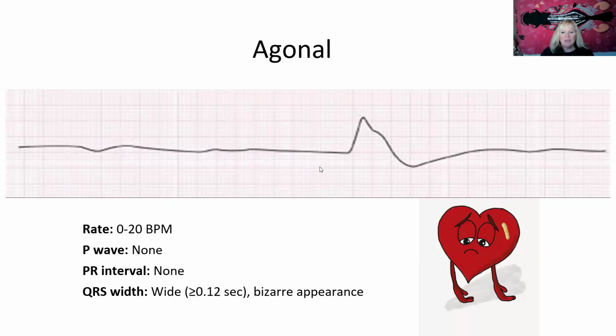So agonal, you've got basically 0 to 20 beats per minute. And the QRS is going to be wide and bizarre. And that's basically when one little lonely heart cell at the very bottom is trying to run the heart and it's not doing a very good job.